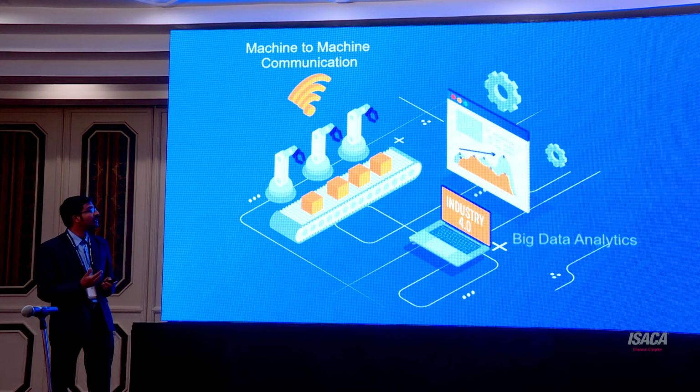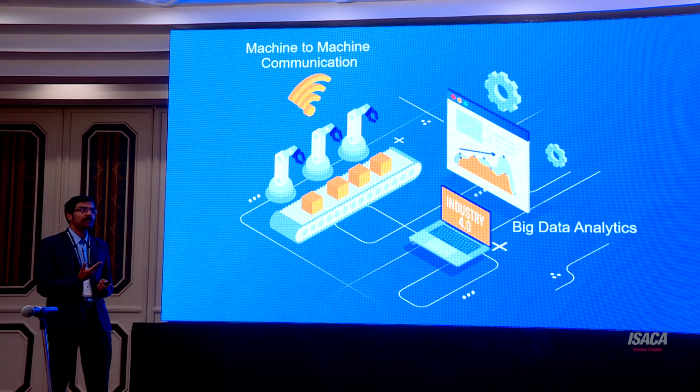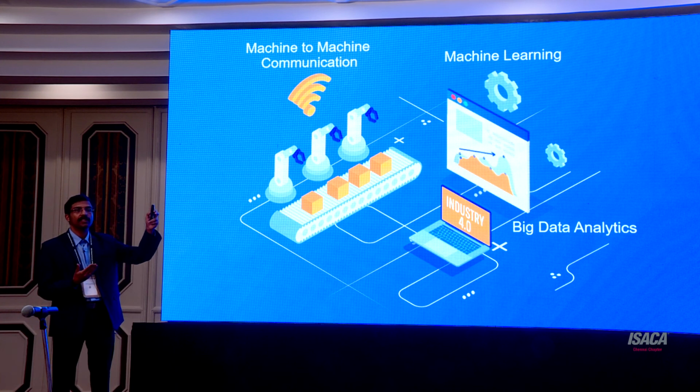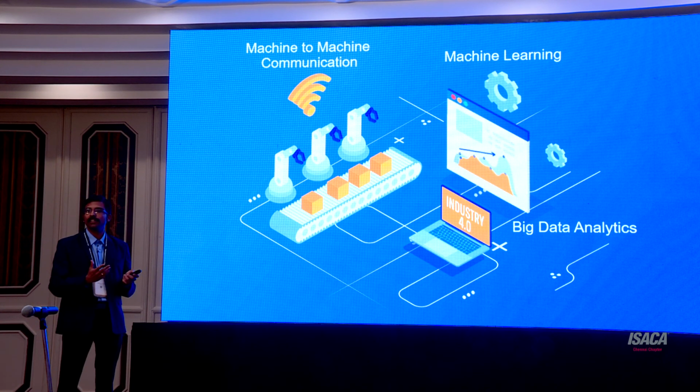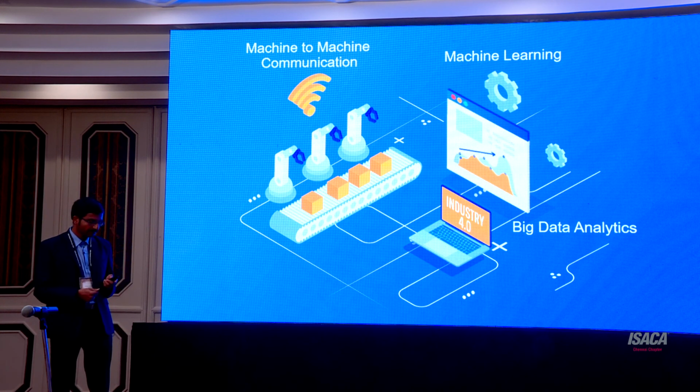So you have machine-to-machine communication on a typical factory floor. You have your big data analytics, and you have your machine learning. Your machines talk to each other, and this information is then passed on for you to gather all this information for big data analytics. And with all this information, you're able to do machine learning, which allows you to look at patterns, make predictions, and also suggest to you how to make optimizations.